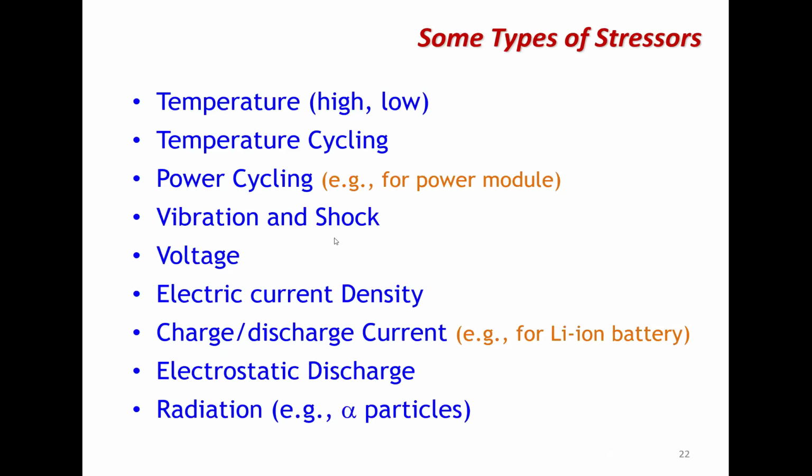Another one is charge discharge current, and this is very important for some people who are working on lithium ion batteries, and they consider the charge discharge current and so on. So those are some factors, stressors, people would usually consider when we do reliability tests. Of course, electrostatic discharge is also widely considered in the microelectronics industry, and radiation, for instance, alpha particles. People working in aerospace and outer space and NASA consider testing or certifying their devices by considering how reliable those devices are under radiation stressors.